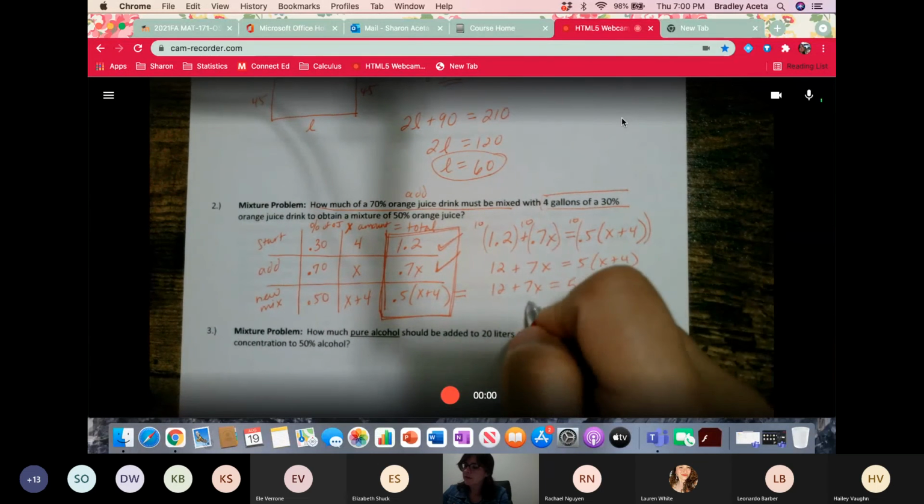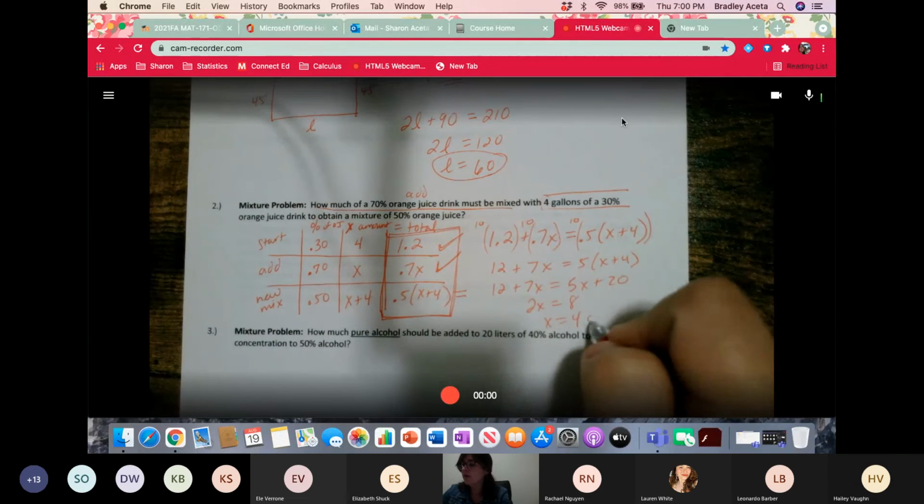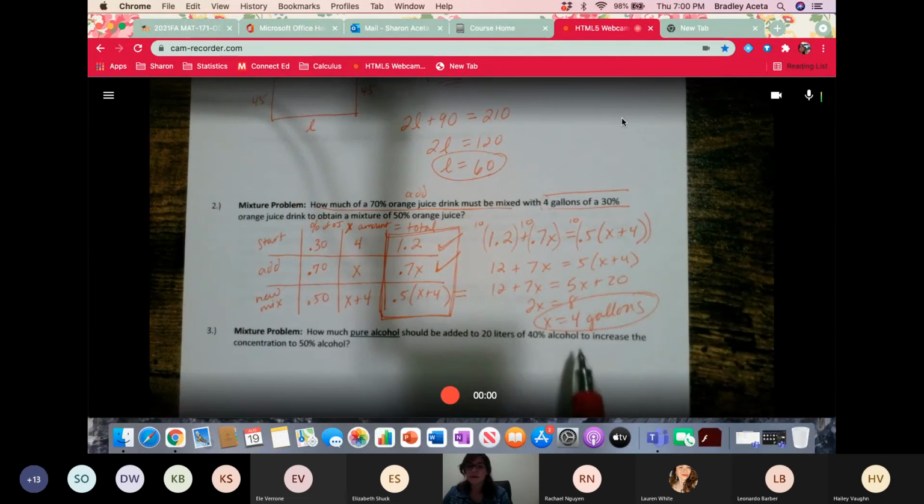Oh, and let's see. 2x equals 8, x is 4. So I would have to add 4 more gallons of this 70% orange juice mix to get a new concentration of 50%.